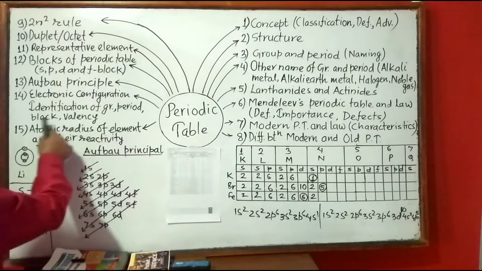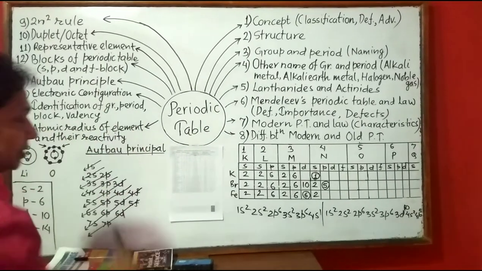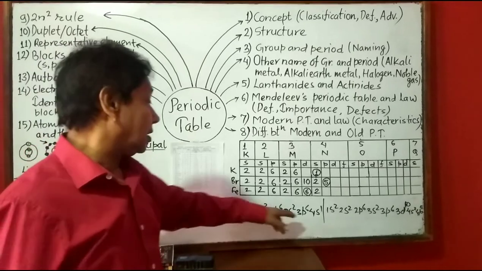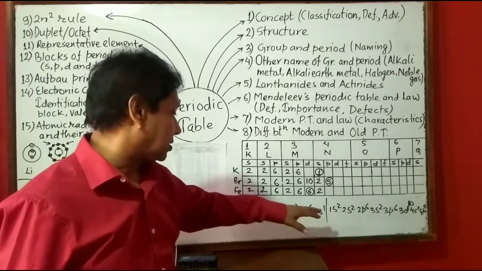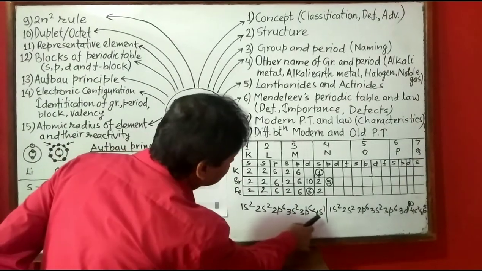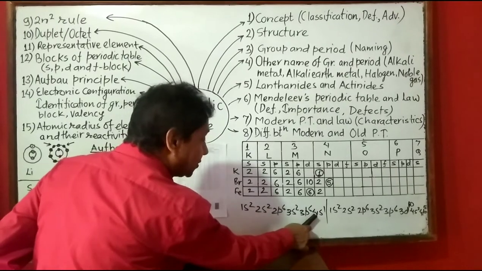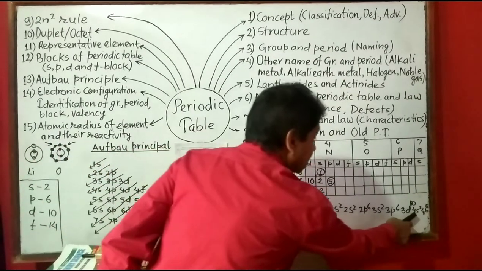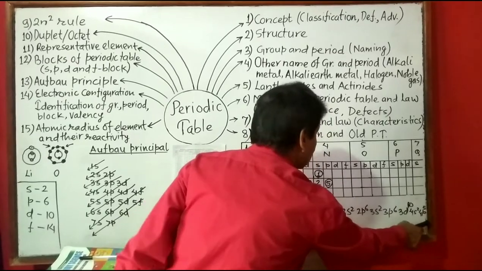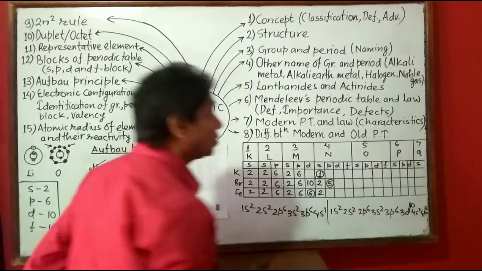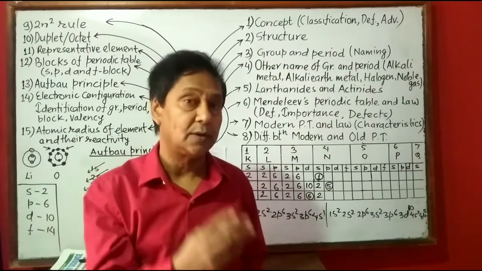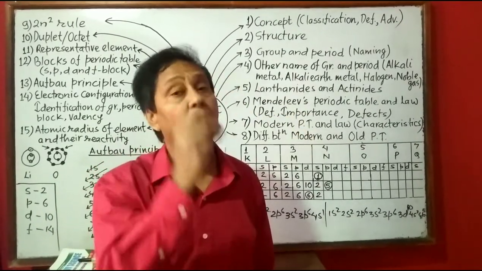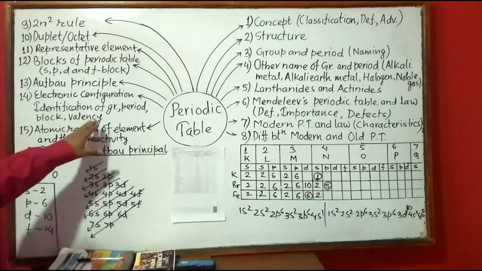Now, how to find out the period? You can easily find out the period. You have to search for the maximum number of orbit. Which orbit is the last orbit? Fourth orbit. And that's why it belongs to the fourth period. This way, if there are three orbits in the electronic configuration, then it belongs to the third period. This way we can identify the period also.